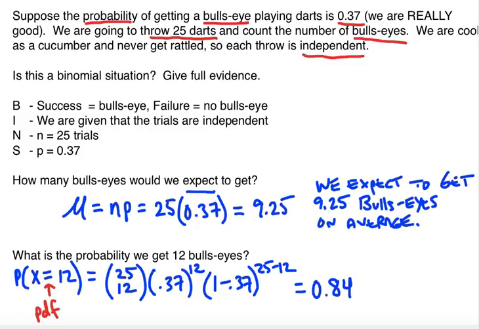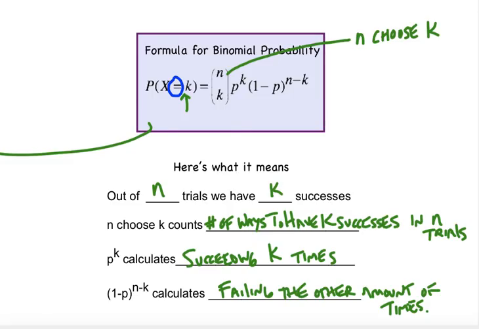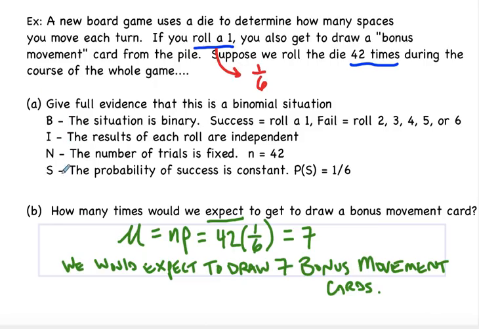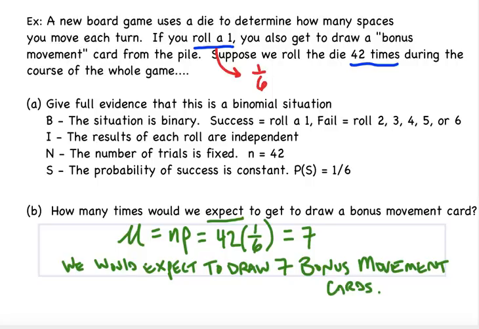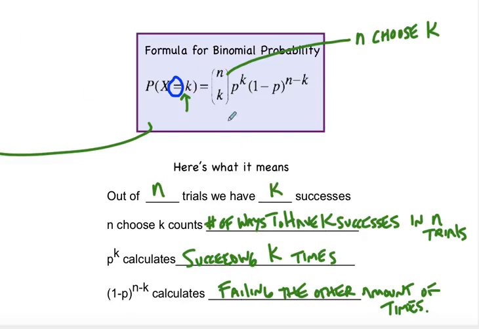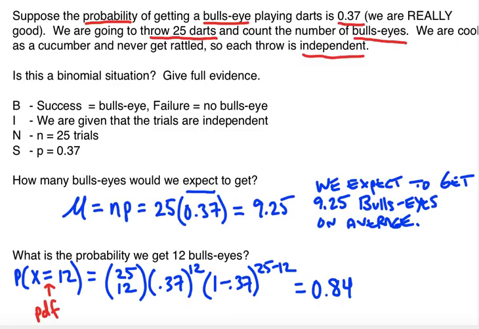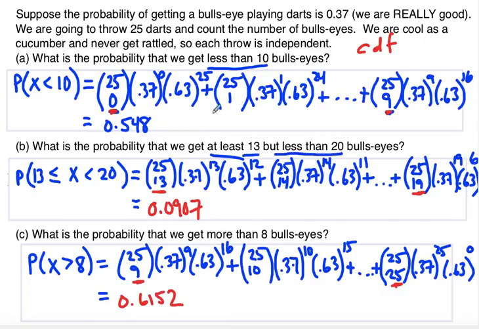So always check BINS. Anytime you think that there's a success or a fail, check that. Check if they're independent. Check if there's a set number of trials. Find the probability of success. As long as BINS checks out, you get to unlock these formulas for mean and standard deviation, and then you also get to unlock this formula. Okay? And you have to show your setup, but then you can go to your calculator to get your actual answer.